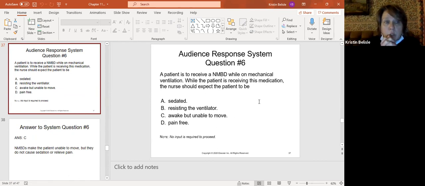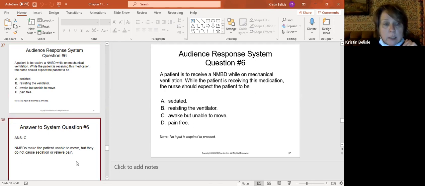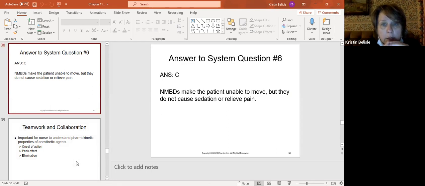So if we are using neuromuscular blocking agents, what we are concerned with, that's this question, they're going to receive these during mechanical ventilation. While the patient is receiving this medication, the nurses expect the patient to be what? The answer is C, awake but unable to move. If we're using these, they do not cause sedation or relief of pain, just so you know.